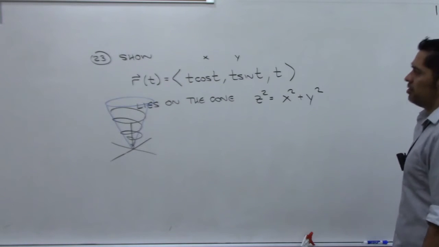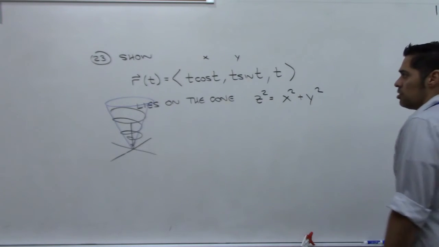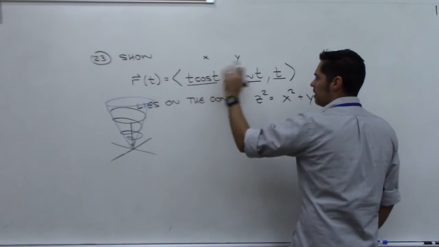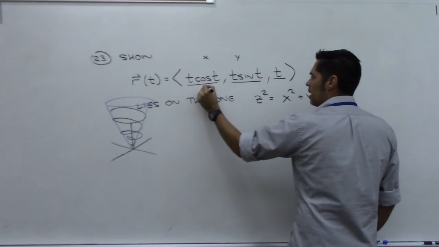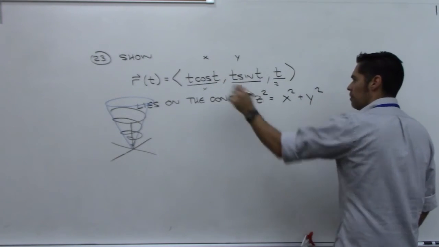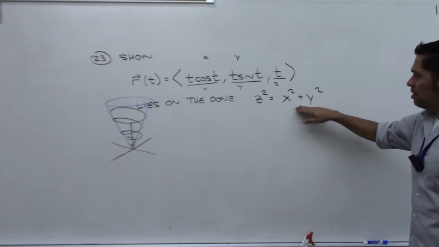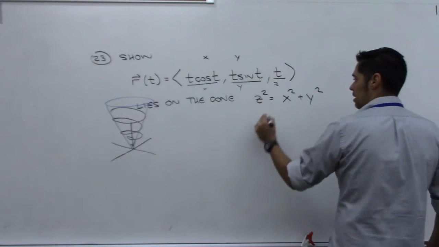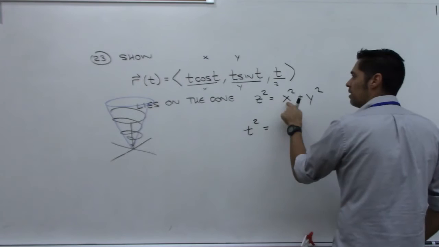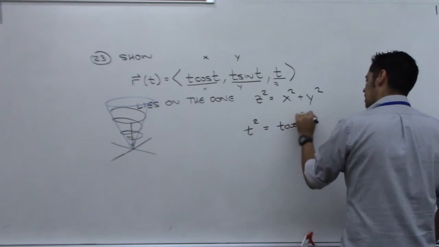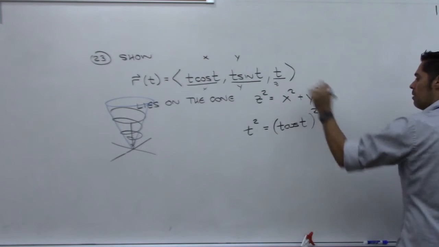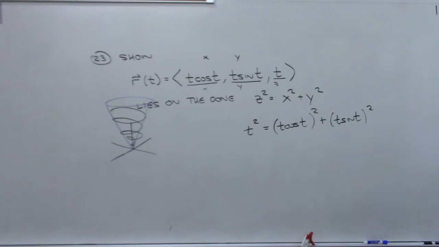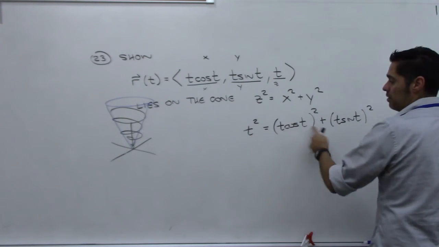Well, this is pretty easy to check, because all we have to do is show that every point on here, if we convert these vectors to points, every x, every y, every z that comes from that vector equation lies on this cone, and we're done. So they must satisfy this equation. All I have to do is replace z with t. So t squared equals x, which is t cosine t squared, plus y, which was t sine t squared. And I just have to show that this is true, or figure out for what value of t this is true.